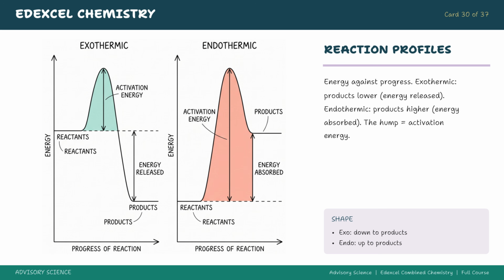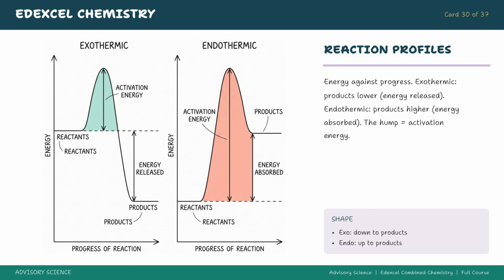Reaction profiles. A reaction profile is a graph of energy against the progress of a reaction. For an exothermic reaction, the products are lower than the reactants on the energy axis, and that's because energy has been released. For an endothermic reaction, the products are higher, because energy has been absorbed. Both graphs have a hump in the middle, and that hump is the activation energy.